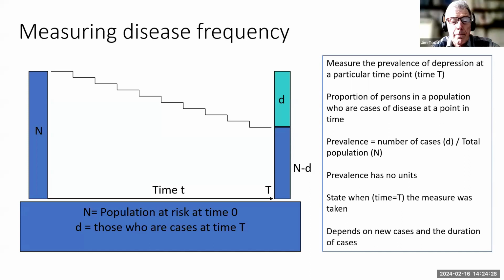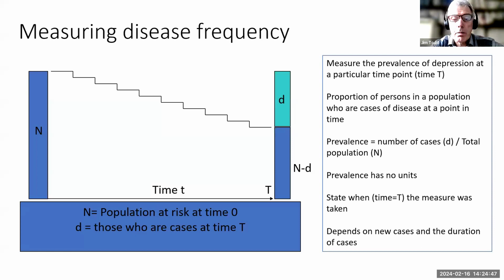So at a time point t, we might then have d people who are cases with the disease, and n minus d people who are not cases, who don't have the condition or the event that we're looking at.